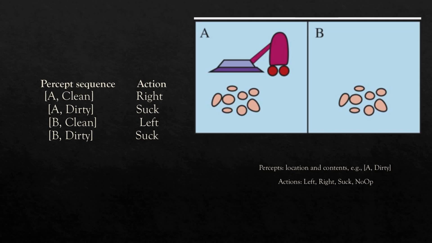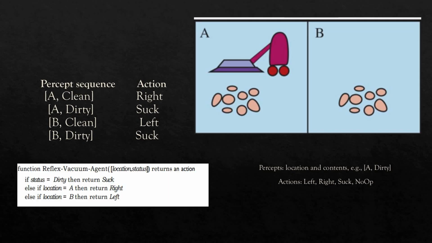As you can see, if in square A it's clean, then the agent is going to move to the right, and if it's dirty, then of course it's going to suck it. If it's in B and it's clean, it's going to move towards A, towards the left, and suck that one if it's dirty. So if we apply the function: if status equals dirty, then return suck. Else if location equals A, then return right. Else if location equals B, then return left.